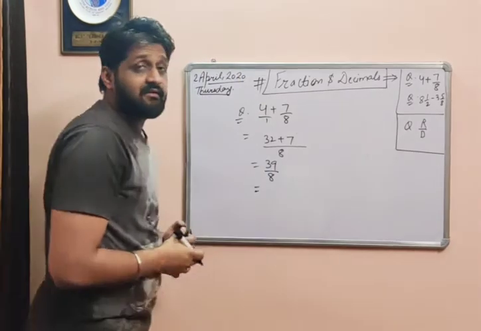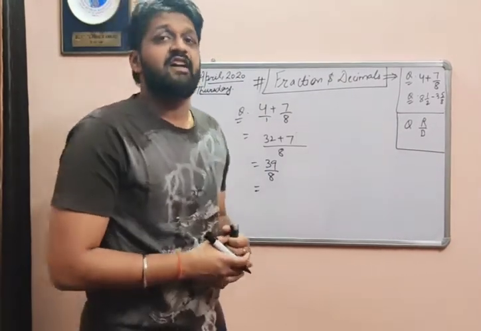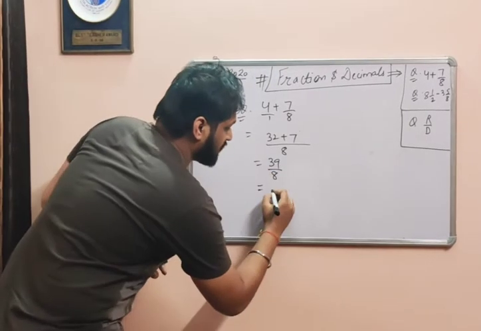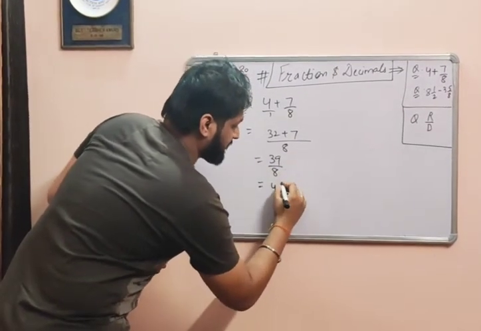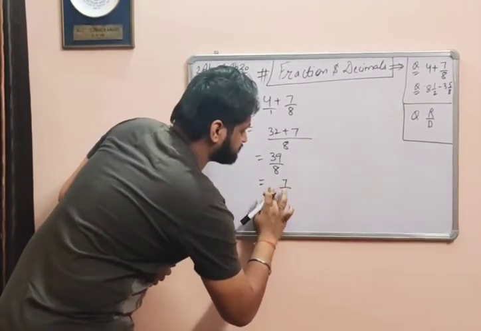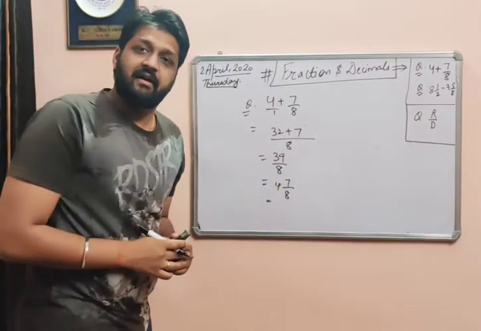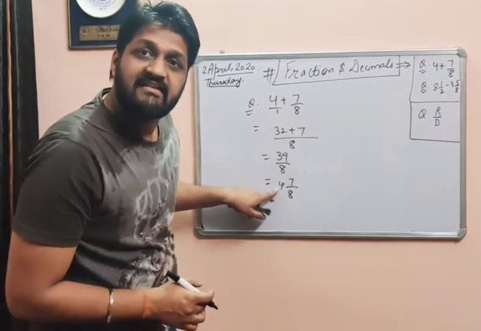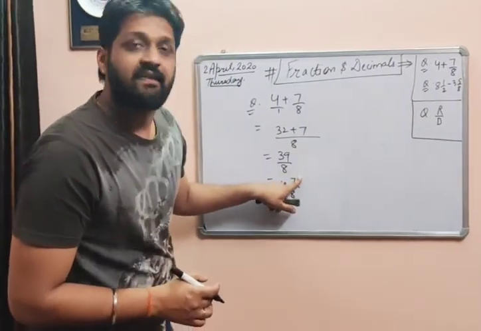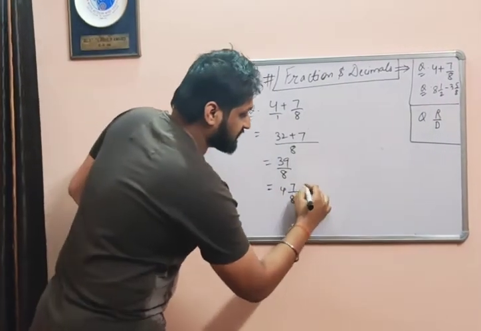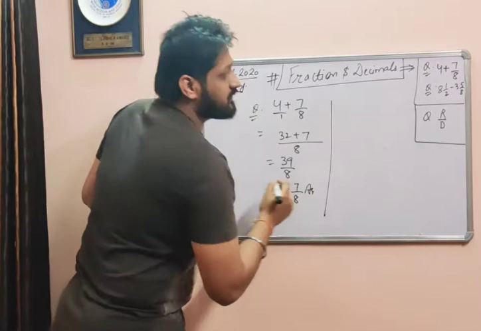And whenever the answer comes in the improper fraction, we have to convert it into the mixed fraction. So how will we convert it? We will convert it like 4 7 by 8. And you can verify it as well. 8 multiplied by 4 is 32. 32 plus 7, 39. 39 by 8. So this is our answer. See one more question.